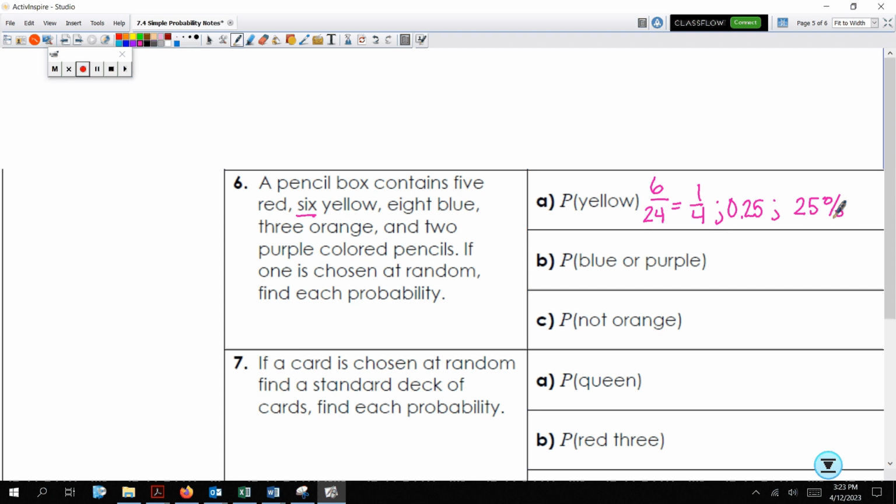The probability of blue or purple, we have to consider both, right? Blue, 8, and purple is 2. So 8 and 2 is 10. That gives us 10 out of 24, which simplifies to 5/12. 5 divided by 12 is 0.417. If I multiply that times 100, it's 41.7%.